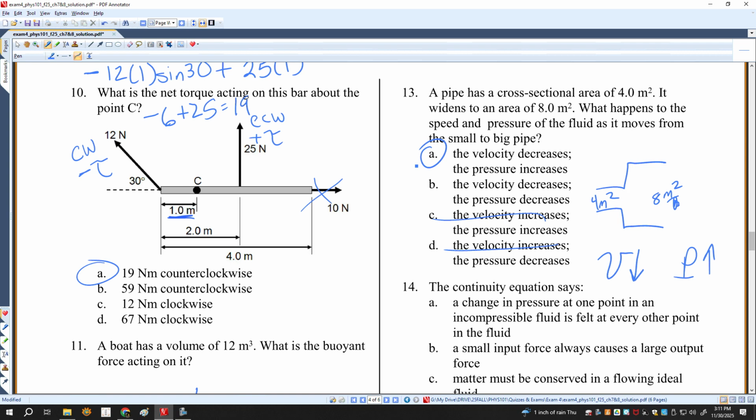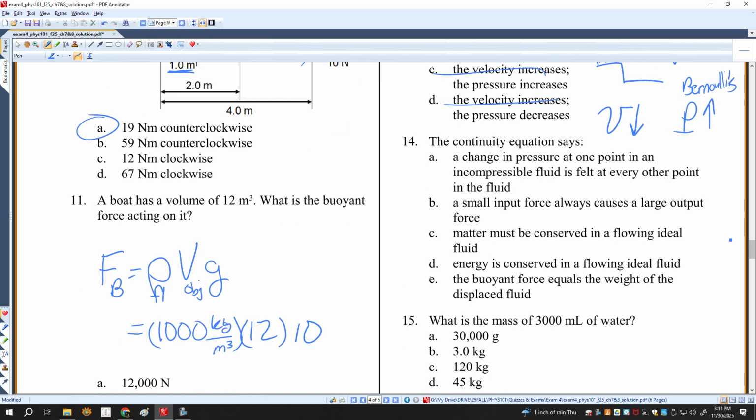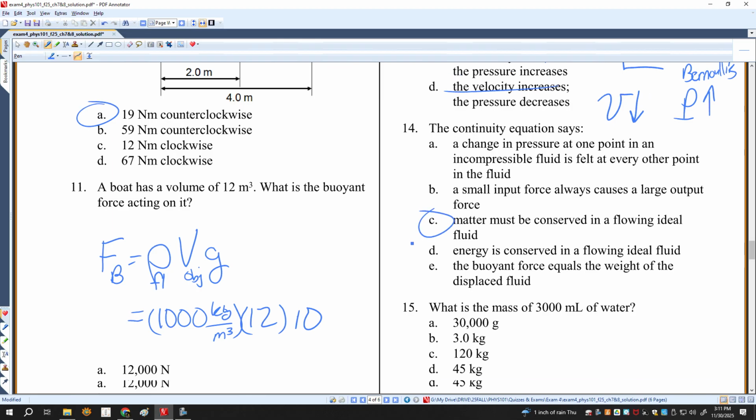I know it doesn't make intuitive sense that if the speed decreases, the pressure increases, but it is nonetheless an application of Bernoulli's principle, which is based on the conservation of energy in a fluid. The continuity equation is based on the idea of the conservation of matter.